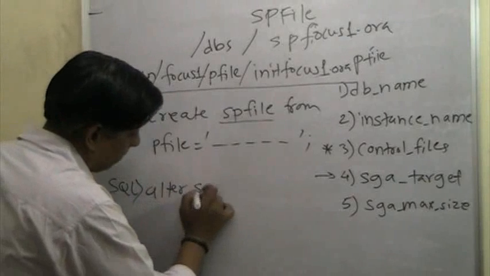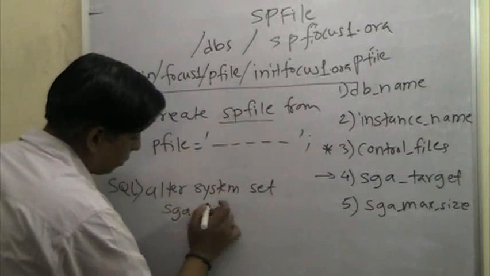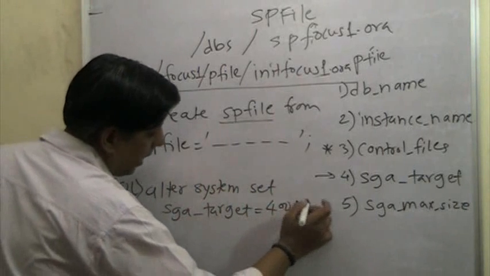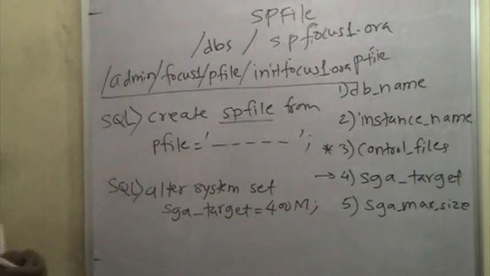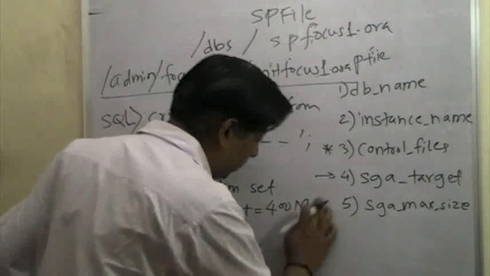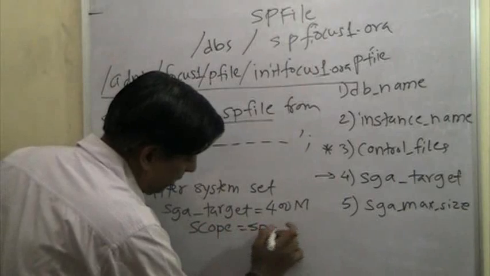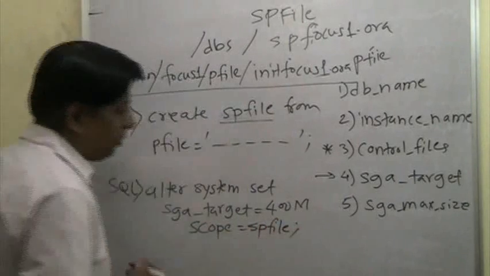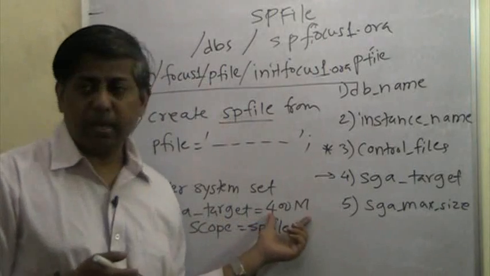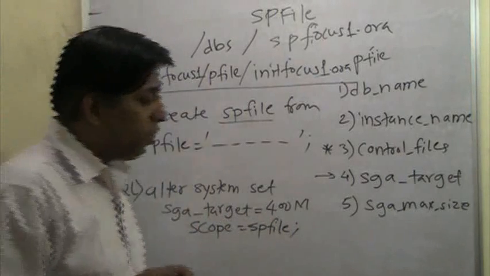Alter system set SGA_TARGET is equal to 400 megabytes. Suddenly now 300 megabytes has been changed to 400 megabytes. And one more thing that I would like to mention: scope is equal to SP file. What is the meaning of scope is equal to SP file? It means this parameter should be changed to 400 megabytes. Where? In the SP file.